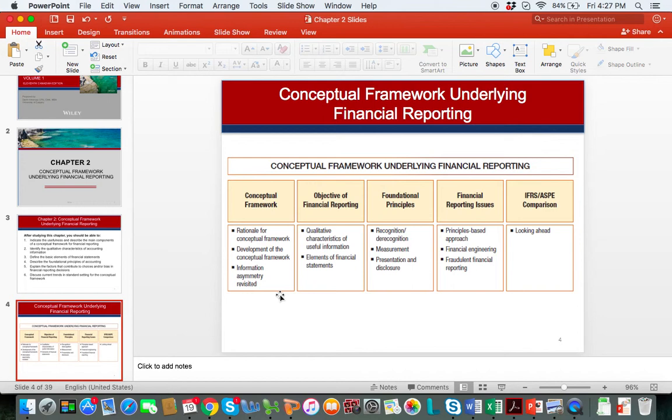And then financial reporting issues, so we're talking about the principles-based approach. If you remember from Chapter 1, for ASPE, so private enterprise companies, they report typically under Canadian GAAP, whereas publicly traded companies report under IFRS. And we look at financial engineering and fraudulent financial reporting.